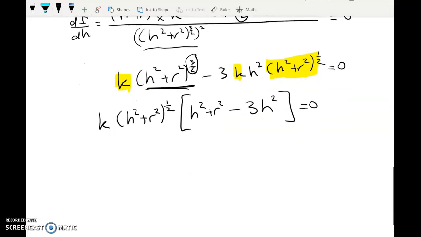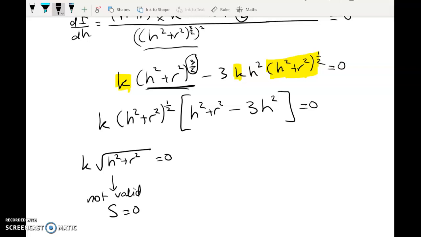So how nice is this question, right? So either k times that is equal to 0, which it won't be, right? Not valid. So it doesn't give me maximum. So that would give me s equals 0. So it's not that it's not valid. It's just that it would give me minimum illumination.